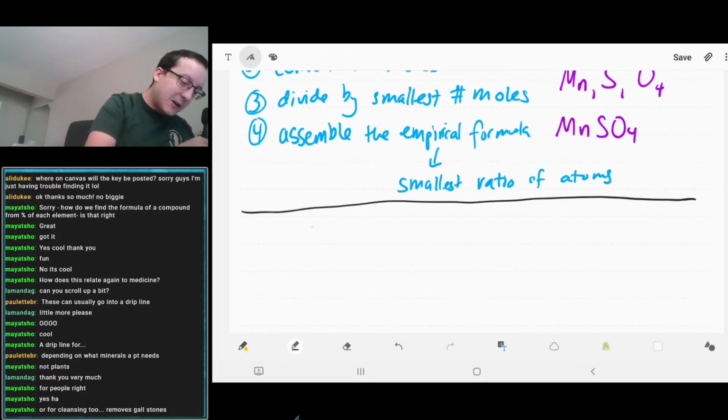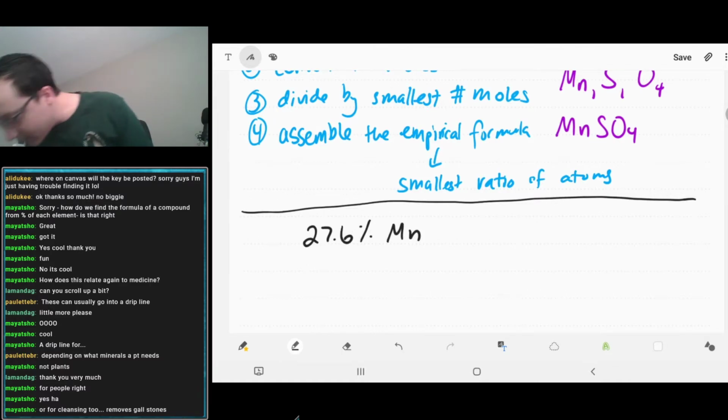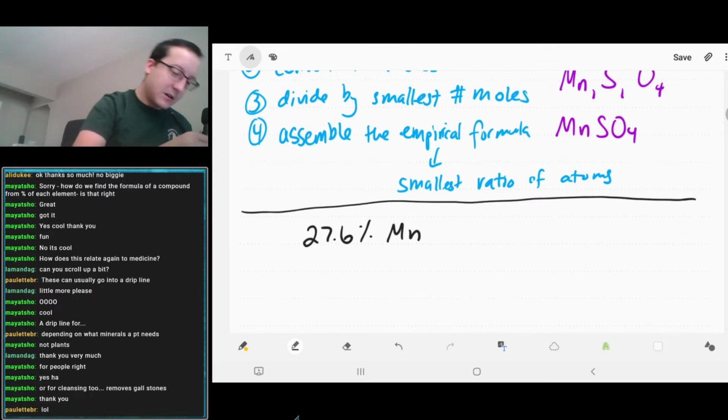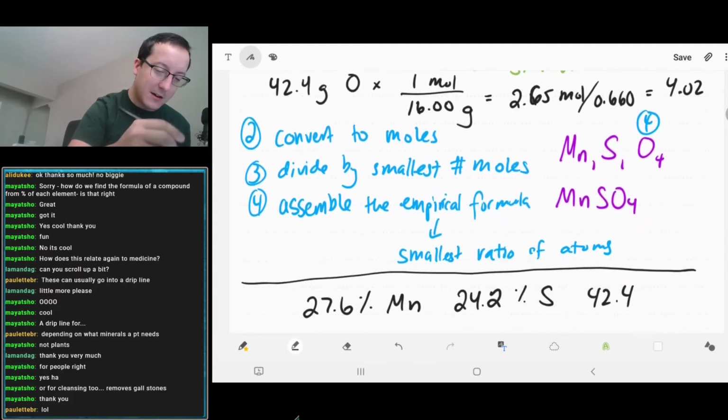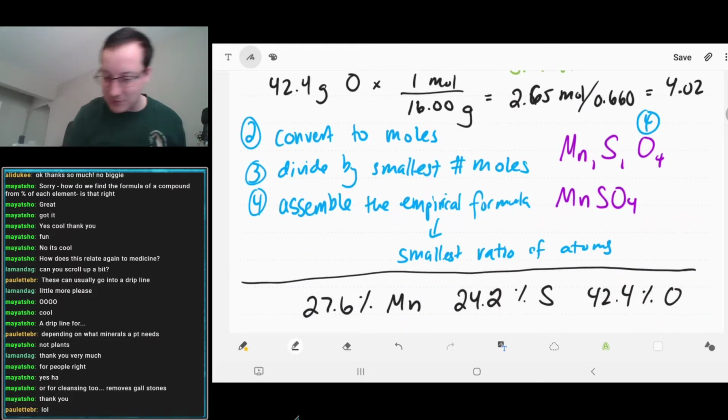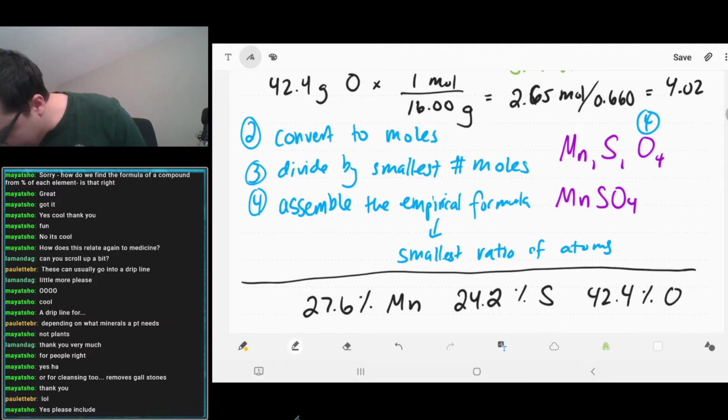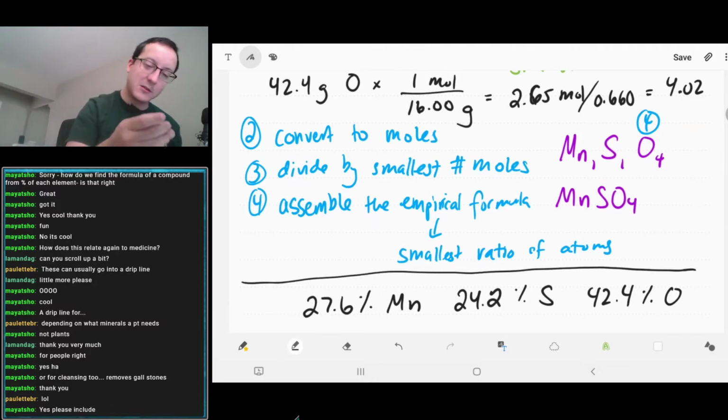Let's say we had 27.6% manganese this time and 24.2% sulfur, and again that 42.4. Wait, are these exactly the same? No. Okay, good. Percent oxygen. No, I lied. 48.2. See, I got confused. Okay. Yeah, there we go.